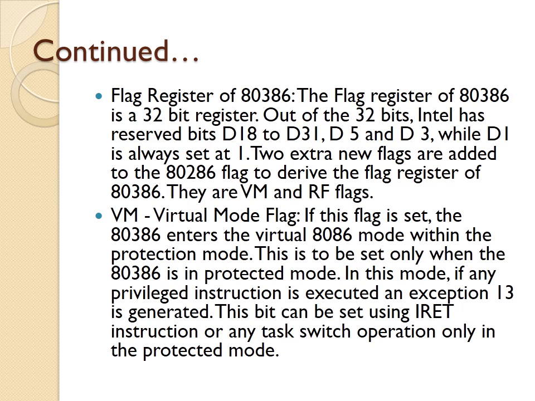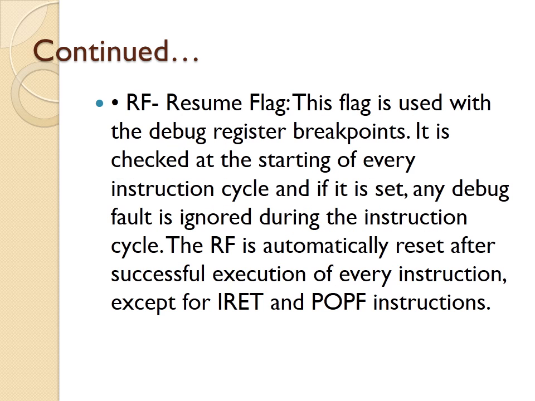In this mode, if any privileged instruction is executed, an exception 13 is generated. This bit can be set using IRET, the interrupt return instruction, or any task switch operation, only in the protected mode. The next is the RF resume flag. This flag is used with the debug register breakpoints. It is checked at the starting point of every instruction cycle, and if it is set, any debug fault is ignored during the instruction cycle.